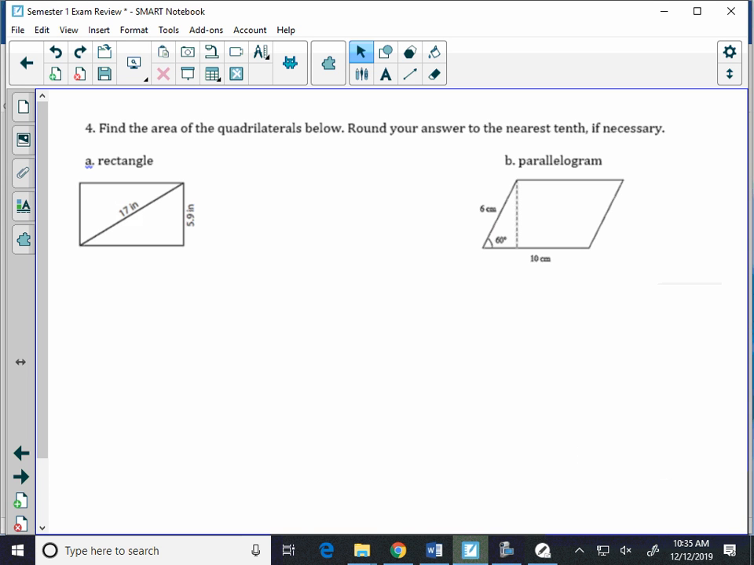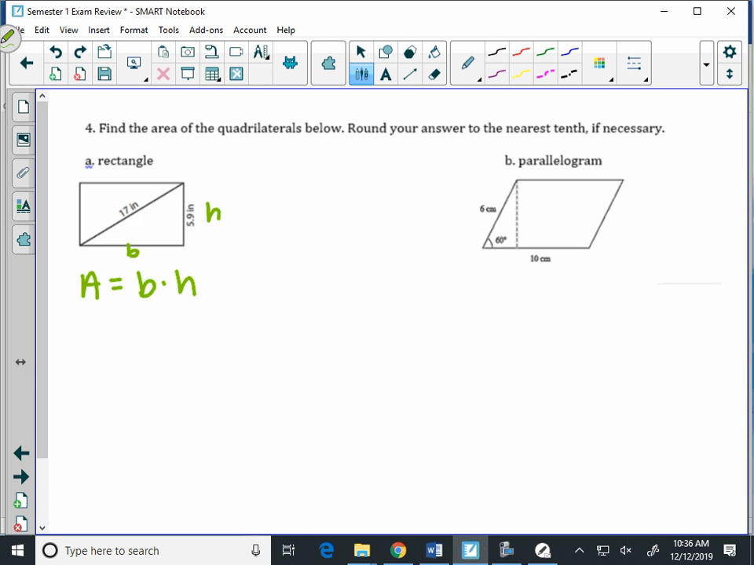For problem 4 in the Unit 7 part of the review, we want to find the area of each quadrilateral below. And we're going to round our answer to the nearest tenth if necessary. So if we take a look at A, we have a rectangle. The formula we are going to use for all parallelograms, four-sided figures, is base times height. And when we have a rectangle, the sides are just the base and your height. So we can make the bottom part our B and the side part our H.